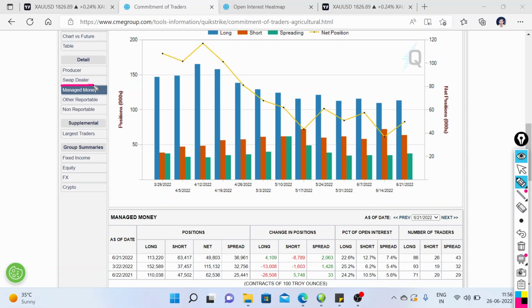As usual, we are going to look into the managed money column. As you can see, this is the managed money, and they are the smart players. They know how to use their money properly. So we are going to look over these positions of managed money.